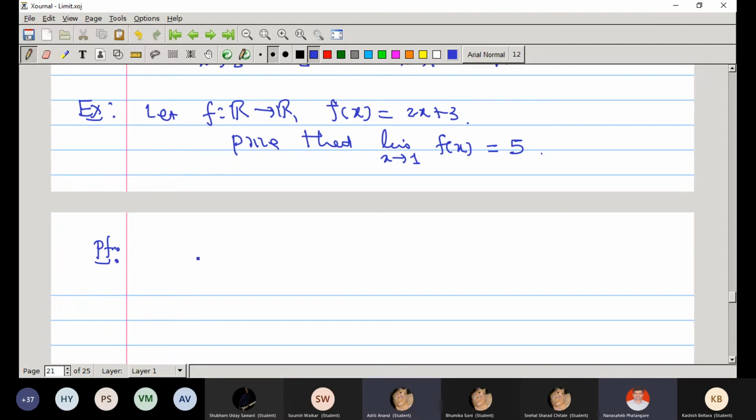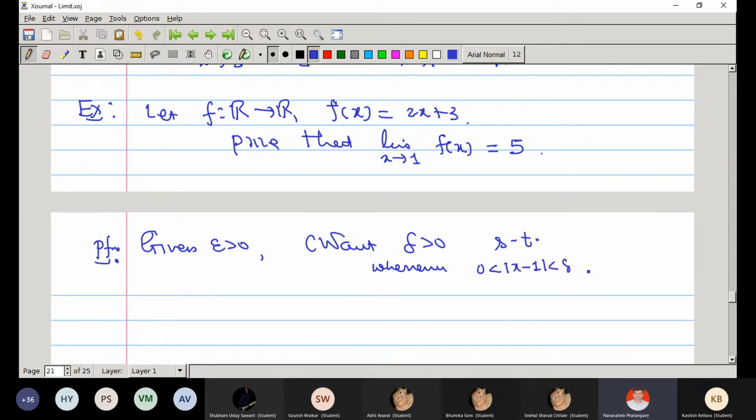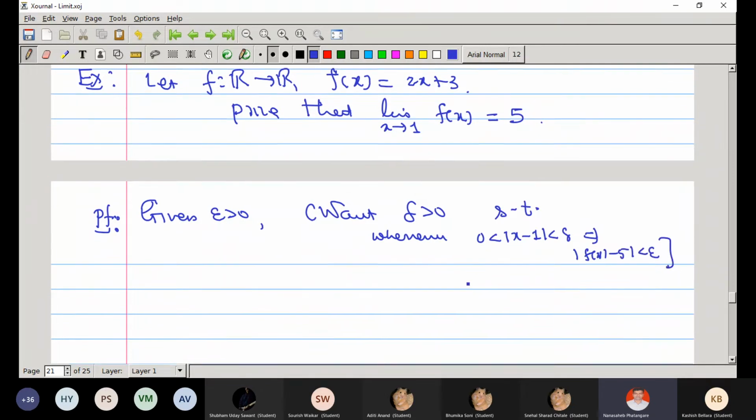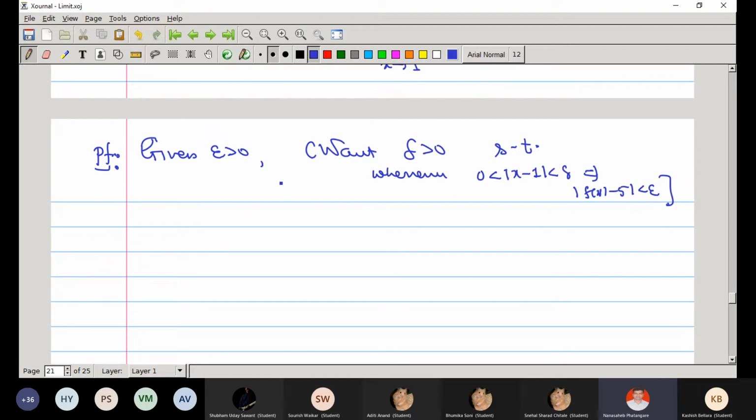Epsilon greater than 0. So given epsilon, we want delta such that whenever the distance of x from 1 is less than delta, then the distance of f of x and 5 is less than epsilon. So this is our aim. Whatever I have written in brackets, this is what we want. Epsilon is given, we want delta such that, not any delta, the delta satisfying this.